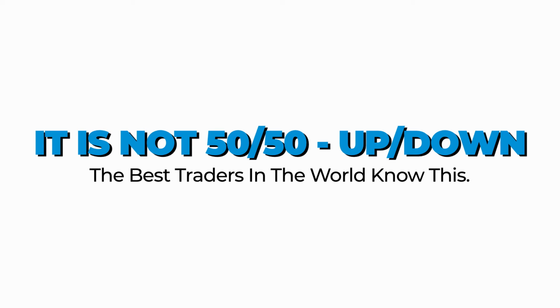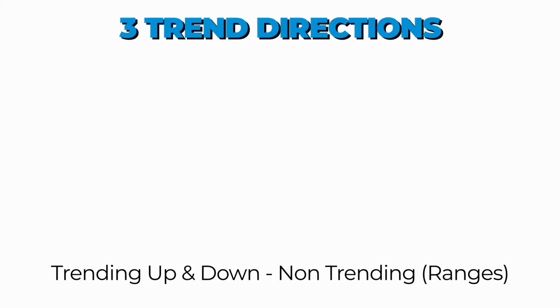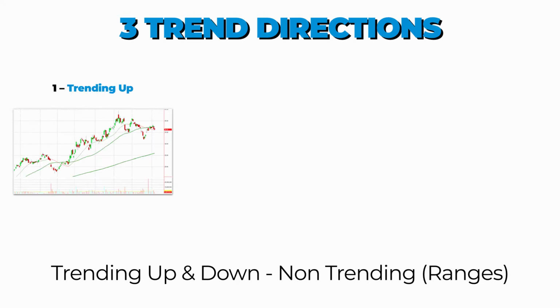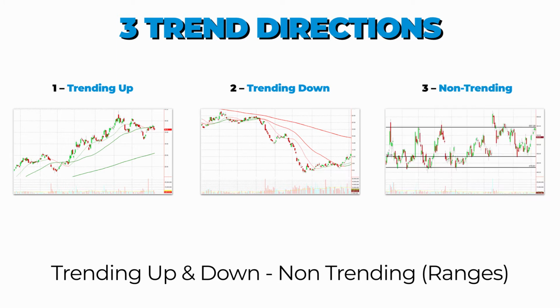Now, similarly, it's not just a case of is there an uptrend or a downtrend. It's not 50-50. And the best traders in the world know this because there are 3 trend directions. We can be trending up, we can be trending down, and of course, sideways or non-trending. And everyone forgets this, that it's not just 50-50 or coin toss, which is the fallacy that everyone makes, which means that it's not 50-50, it's a 33.3% probability of just picking the direction. But we've got this simple process to be able to just recognize what's going on and trade accordingly.